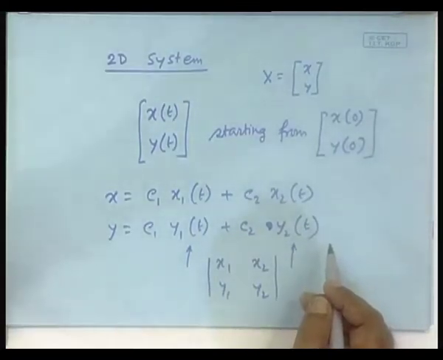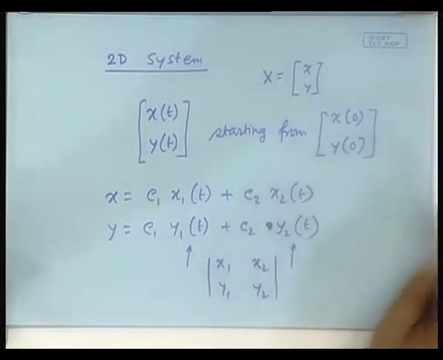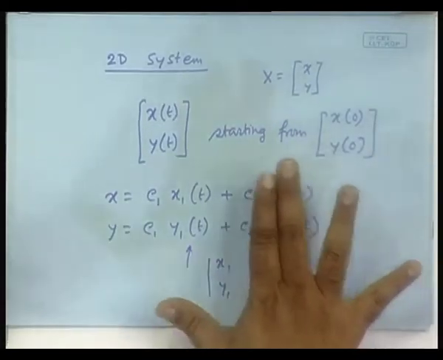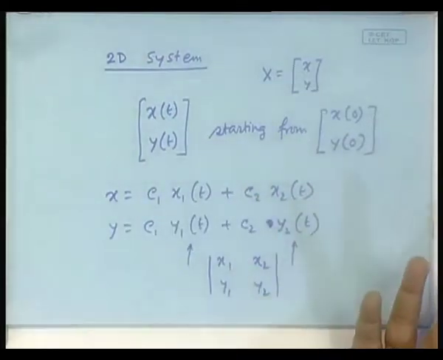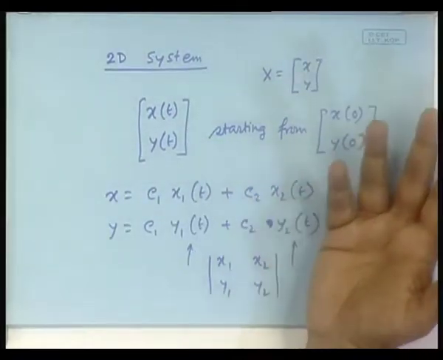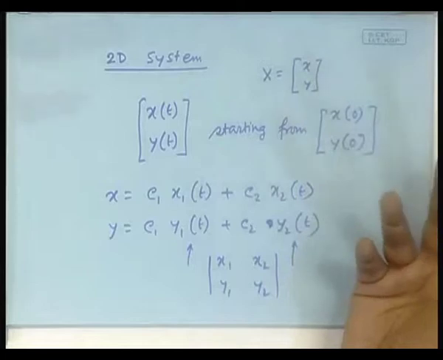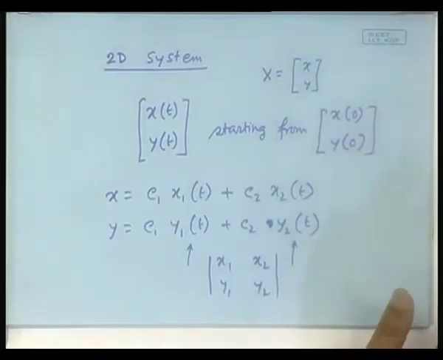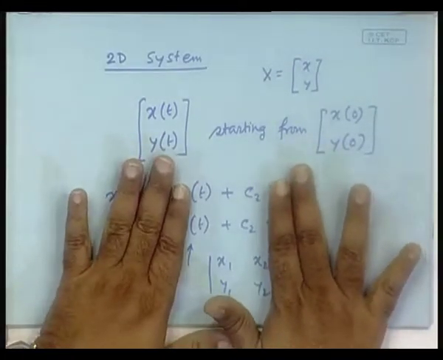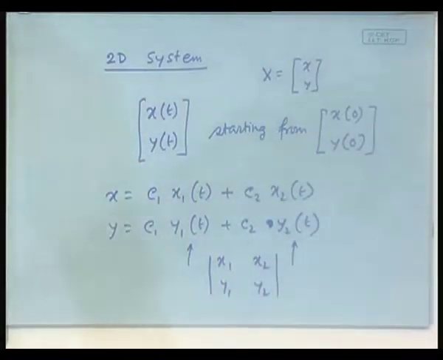Physically, what does it mean? You cannot multiply a constant to this to obtain this. If you can obtain it, then it is linearly dependent. If you cannot obtain it, then it is linearly independent, as simple as that. So, you need to obtain two linearly independent solutions. That is the crux of the matter.